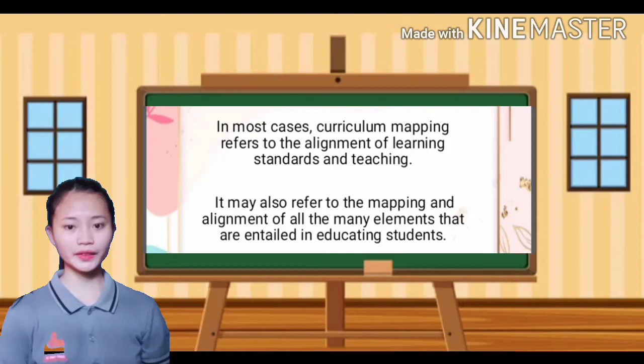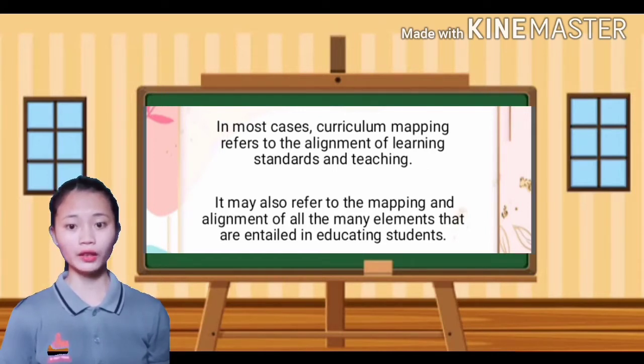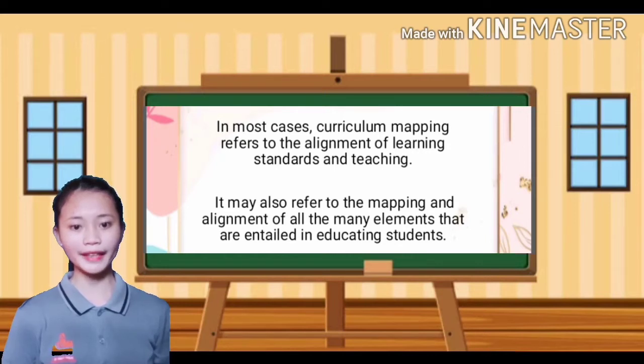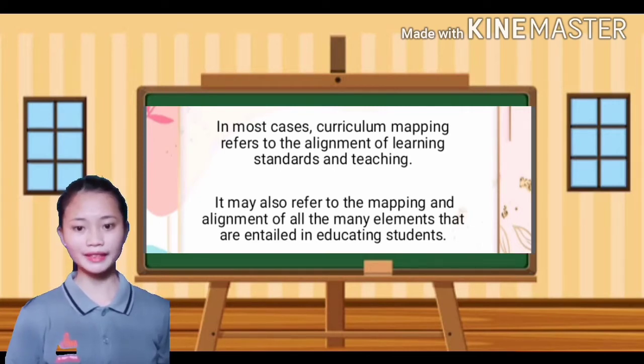In most cases, curriculum mapping refers to the alignment of learning standards and teaching. For example, how well and to what extent a school or teacher has matched the content that students are actually taught with the academic expectations described in learning standards. But it may also refer to the mapping and alignment of all the many elements that are entailed in educating students, including assessments, textbooks, assignments, lessons, and instructional techniques.